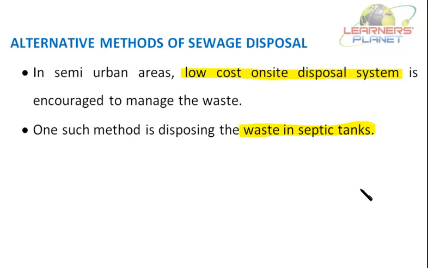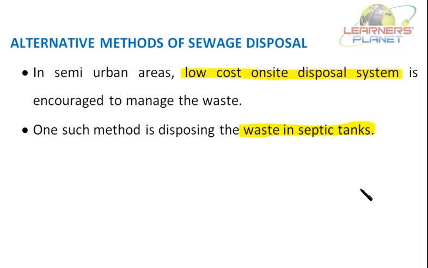Even less than 35% of the land in the US is suitable for a conventional septic tank soil absorption system, and the limitations and failure rate of current on-site practice have spurred the search for alternative on-site technologies. So this discussion covers recent research on alternative on-site technologies and alternative on-site policy. This is one such alternative method of sewage disposal, disposing the waste in septic tanks, the low-cost on-site disposal system.